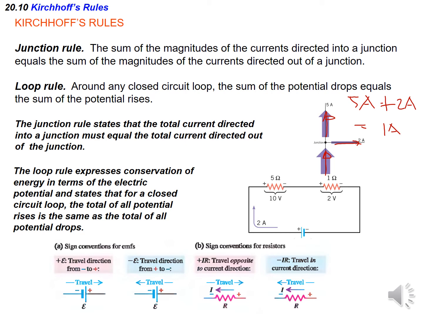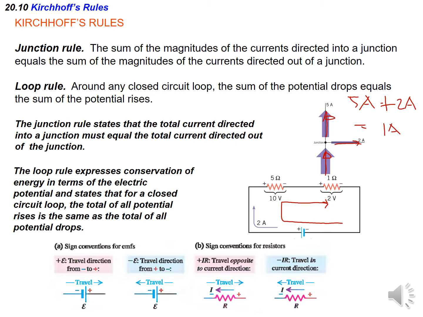For the loop rule, around any closed circuit, the sum of the potential drops equals the sum of the potential rises. So we need to get the total potential drop, or the total potential difference, and the answer should be equal to 0. We also need to be reminded of the sign conventions. Here, for example, is the direction of travel. The direction of travel can be set by you or by anyone. It depends on the one who analyzes this circuit.